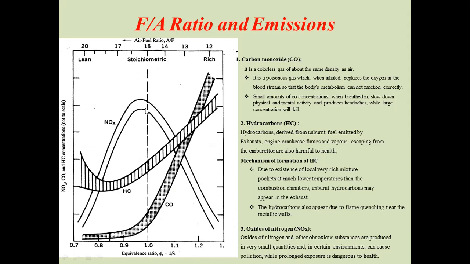So oxides of nitrogen will be highly increased in lean conditions. The oxides of nitrogen are lower in rich conditions, because there the oxygen is very low.